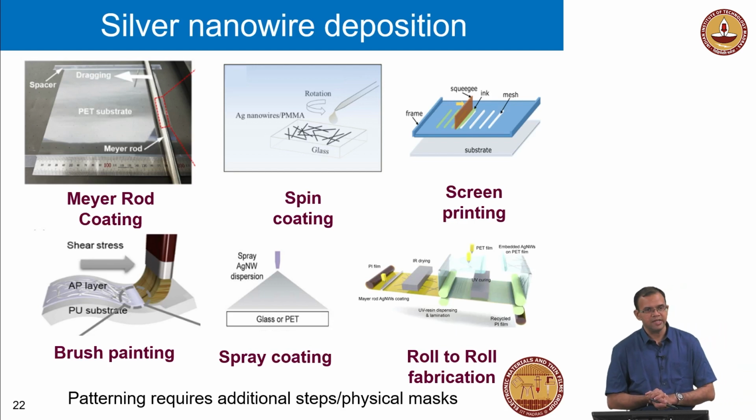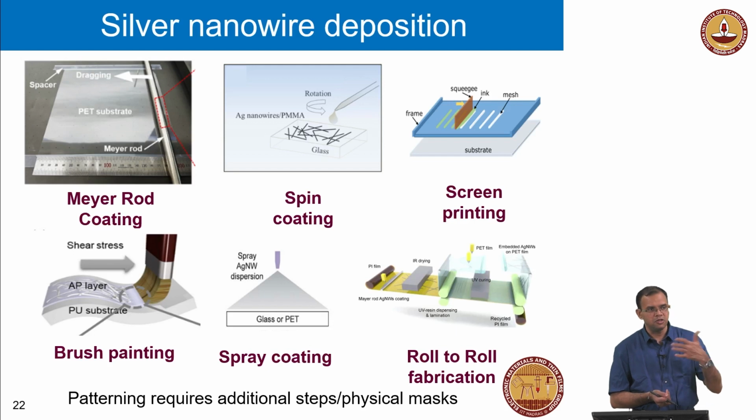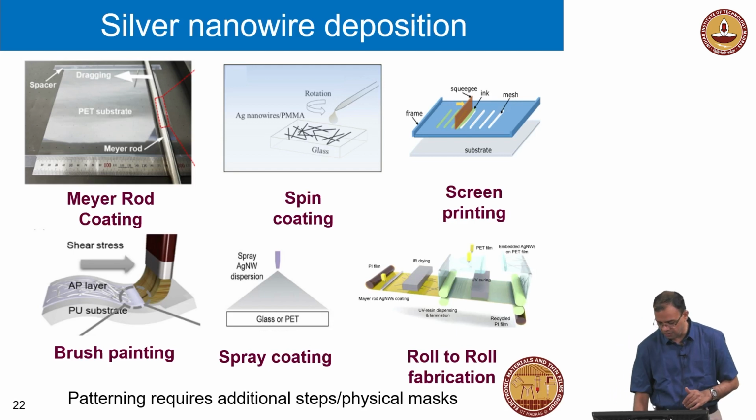Unfortunately, all of these techniques, if I want to make patterned films, we do need additional steps. So either you need to do lithography steps, or in the case of screen printing you need to have a mask that allows you to make patterned deposition.